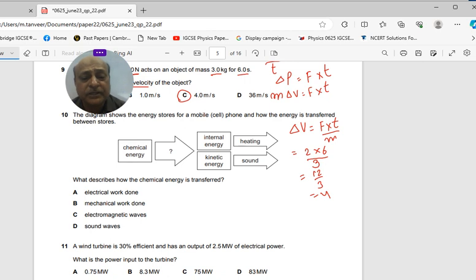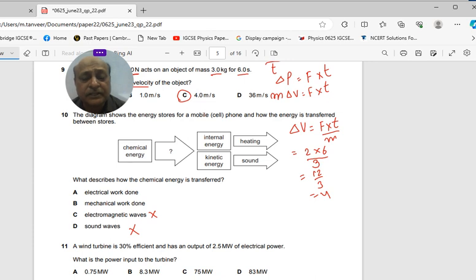Describe how the chemical energy is transferred. Electrical work done, mechanical work done, electromagnetic wave. No, chemical energy does not change directly to electromagnetic wave. Wrong. Sound wave, that is the last output. That is also wrong. Mechanical work done. No, chemical energy does not change into mechanical work done. But at the end, kinetic energy is converted into mechanical energy. Sometimes mobile is vibrating. But this is the next stage.